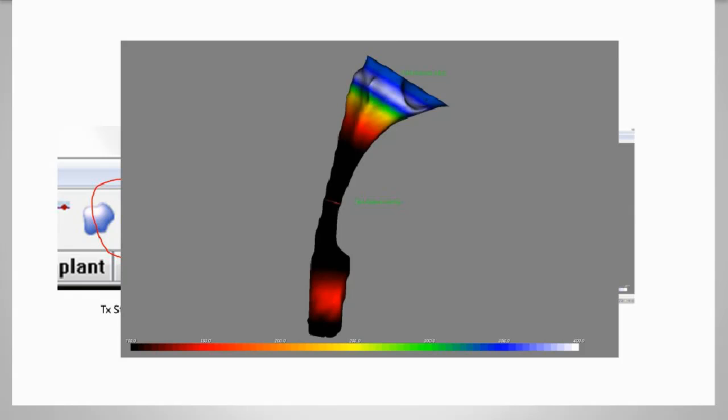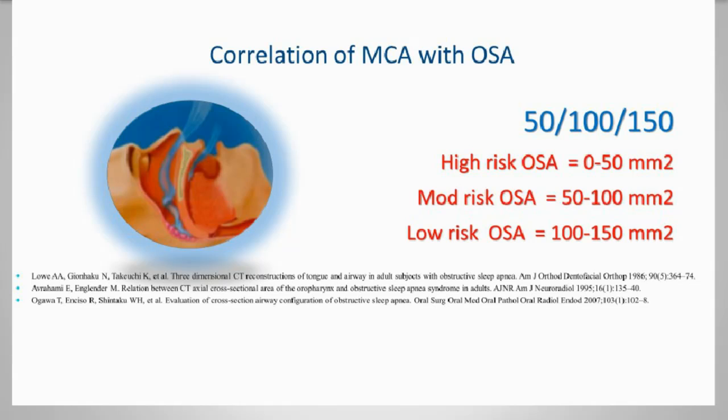So let's talk about that measurement, that MCA. There have been studies, and again, we don't diagnose obstructive sleep apnea off of an X-ray, but there have been lots of studies, pretty important studies, that look at the markers, the correlation between the MCA and the risk factor for obstructive sleep apnea. And I've simplified this a little bit for everybody, and just keep in mind the 50, 100, 150 rule. So those numbers go as follows.